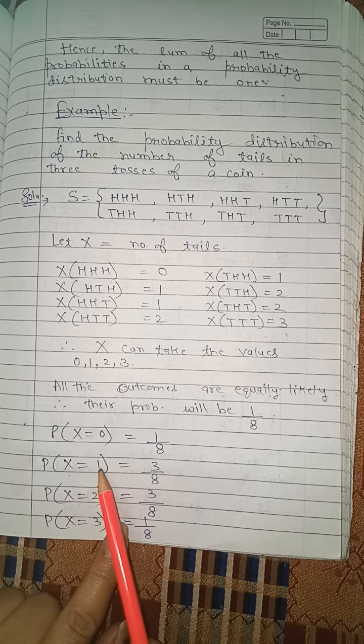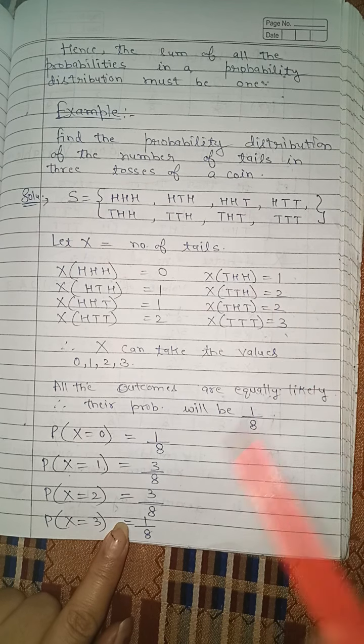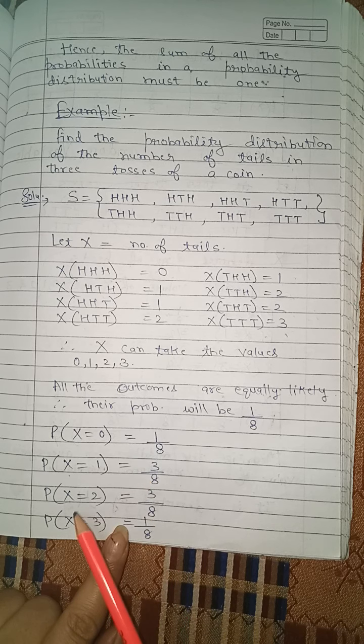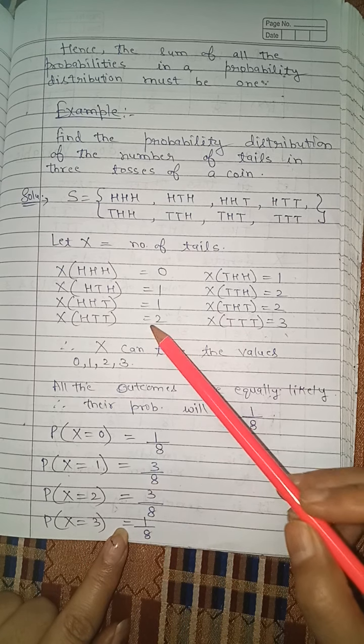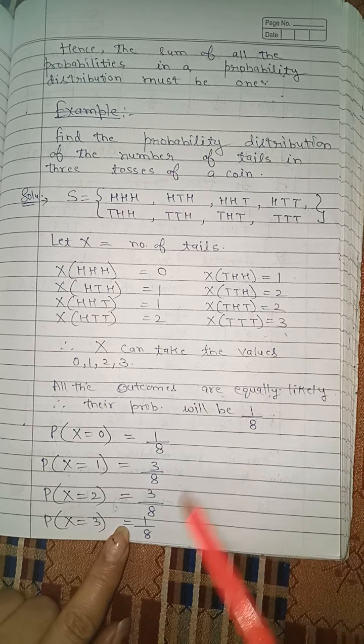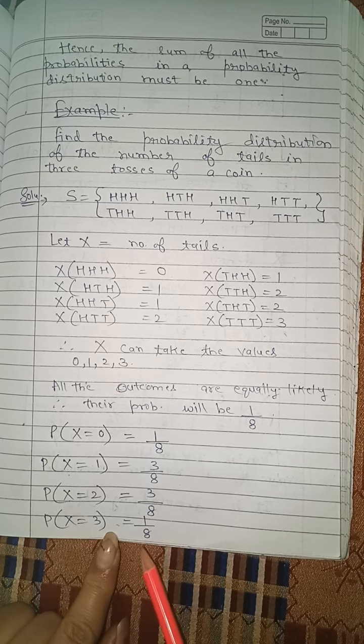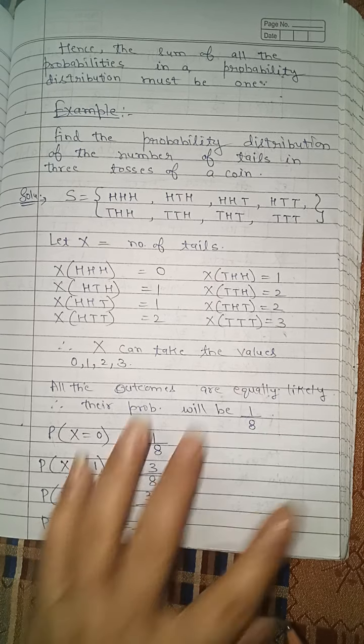Now how many times is X equal to 1 coming? See here, 1, 2 and 3. So this becomes 3 upon 8. When X is equal to 2, how many times is 2 coming? 1, 2 and 3. So again it becomes 3 upon 8. And how many times is X equal to 3 coming? That is only one time. So the probability becomes 1 upon 8.